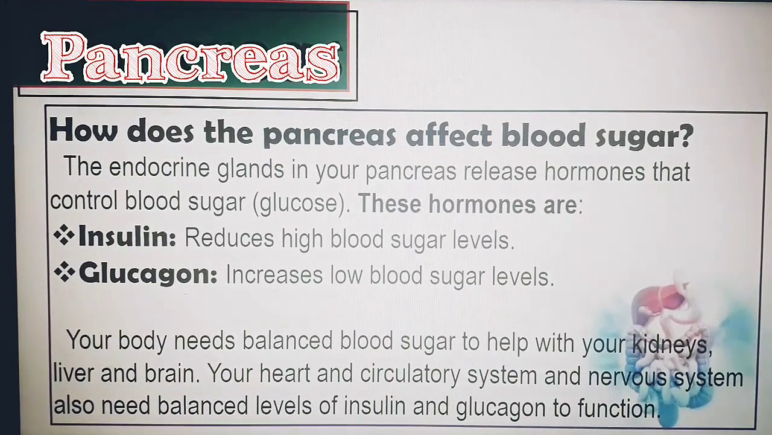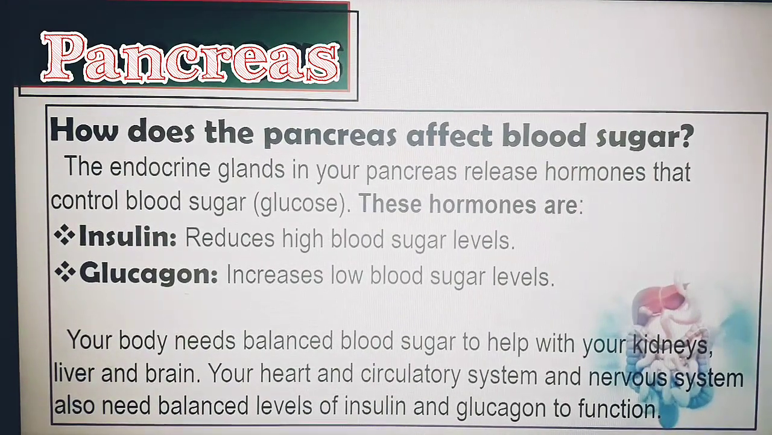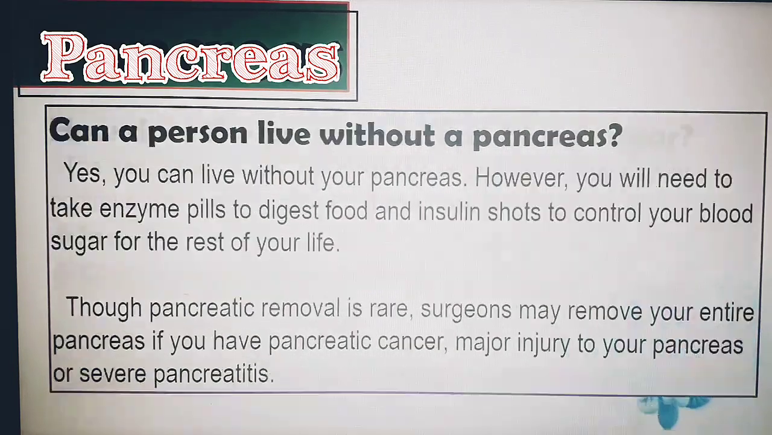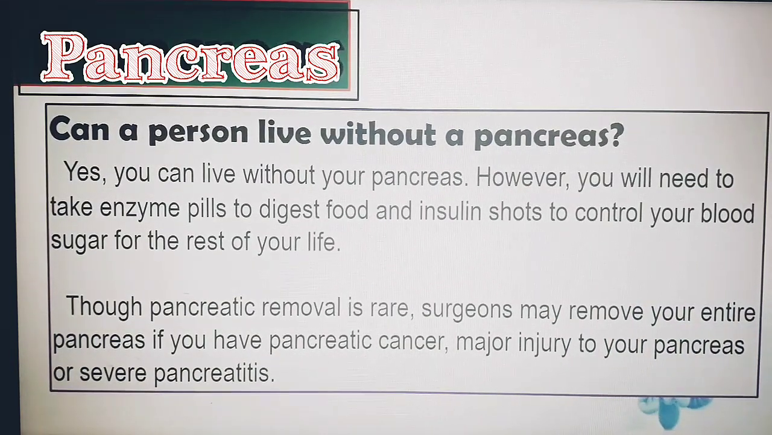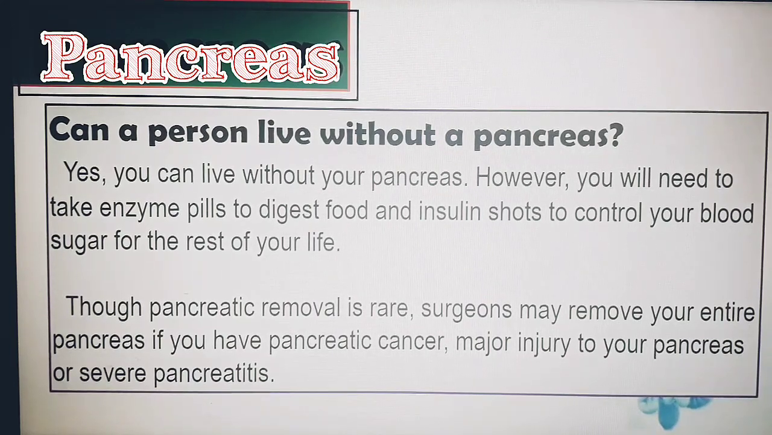Your body needs balanced blood sugar to help with your kidneys, liver, and brain. Your heart and circulatory system and nervous system also need balanced levels of insulin and glucagon to function. Can a person live without a pancreas? Yes, you can live without your pancreas.